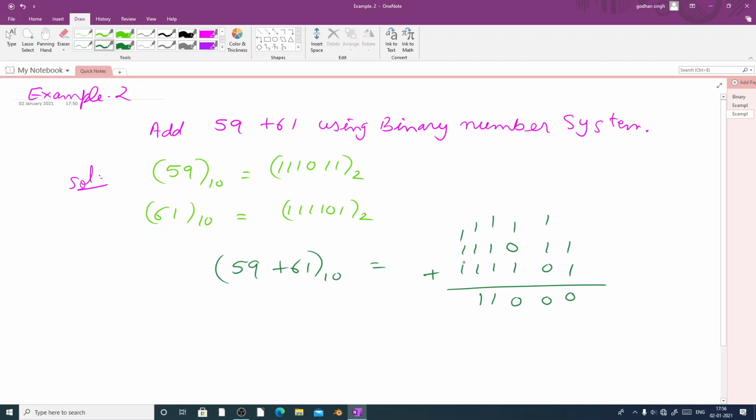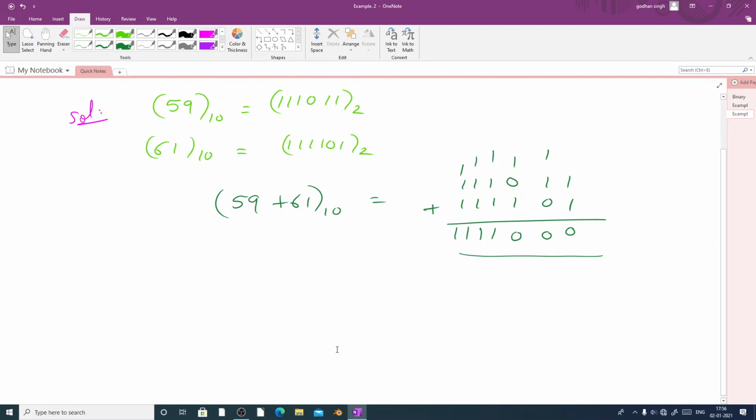Now 1 plus 1 is 1 0 plus 1, so we will be getting 1 1. So this is the answer. So when you add 59 and 61, what you are going to get is 1 1 1, 4 times 1, then 3 times 0. So that is equal to 1 1 1 1 0 0 0 with base as 2.